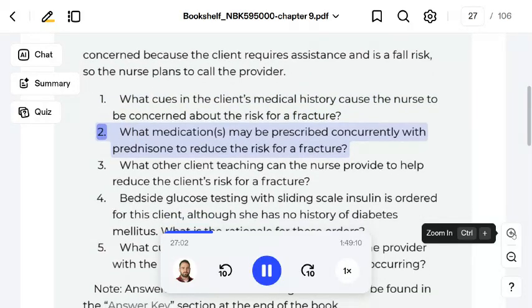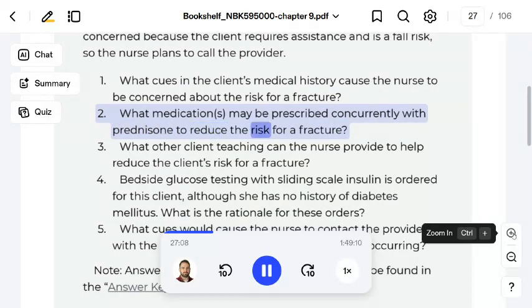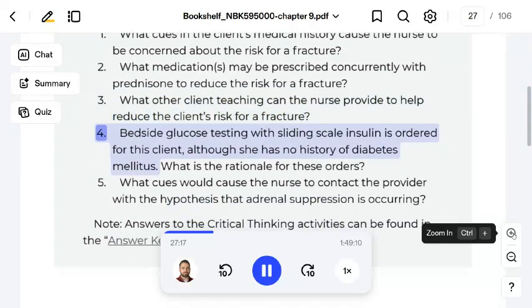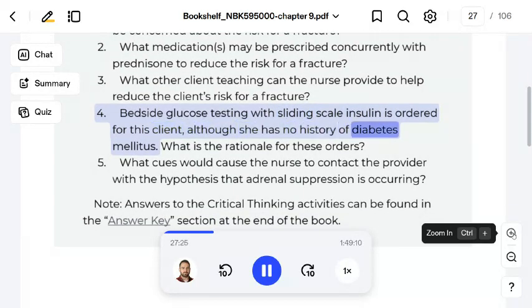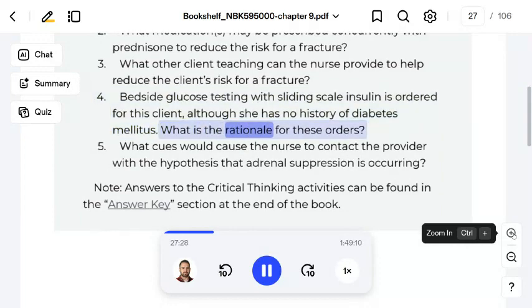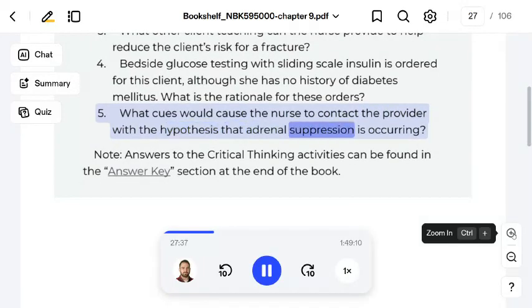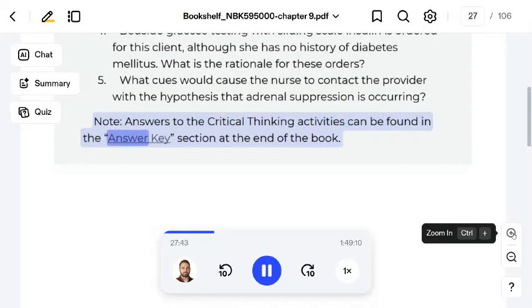2. What medication may be prescribed concurrently with prednisone to reduce the risk for a fracture? 3. What other client teaching can the nurse provide to help reduce the client's risk for a fracture? 4. Bedside glucose testing with sliding scale insulin is ordered for this client, although she has no history of diabetes mellitus. What is the rationale for these orders? 5. What cues would cause the nurse to contact the provider with the hypothesis that adrenal suppression is occurring? Note: Answers to the critical thinking activities can be found in the answer key section at the end of the book.